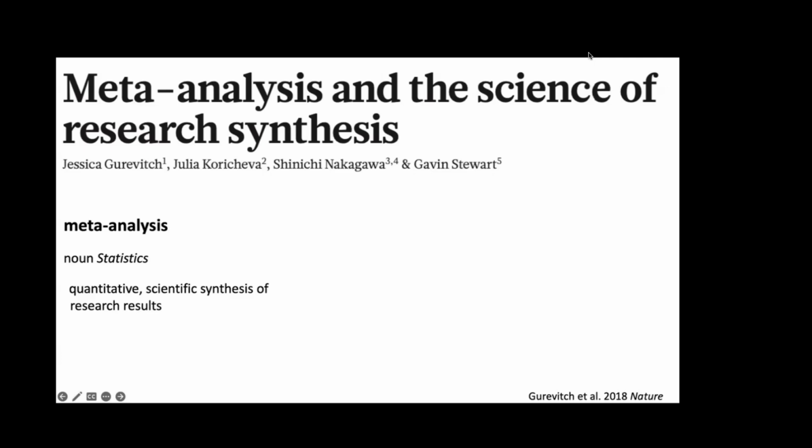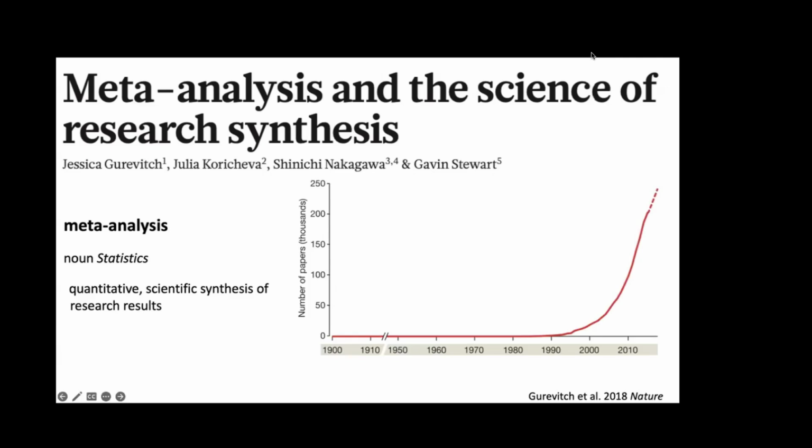And so it's this quantitative tool that has grown quickly, since 1990, or certainly since 2000, in the last 25 years, we've had this really exponential growth of meta-analysis in general across the sciences. It was introduced from the medical sciences, okay?